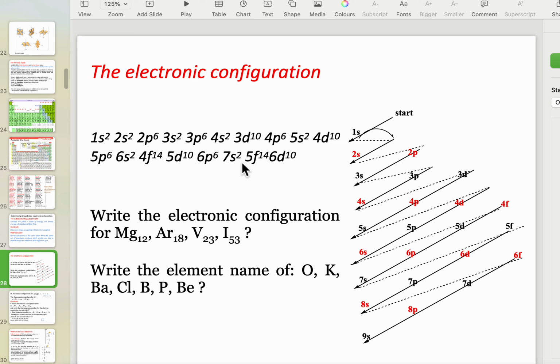So if we take an example, write the electron configuration for magnesium 12, argon 18, or the rest, or you can write the element name. What is the element name of O, K, Ba, Cl, B, P, Be? So either we give you the symbol or you give us the symbol.